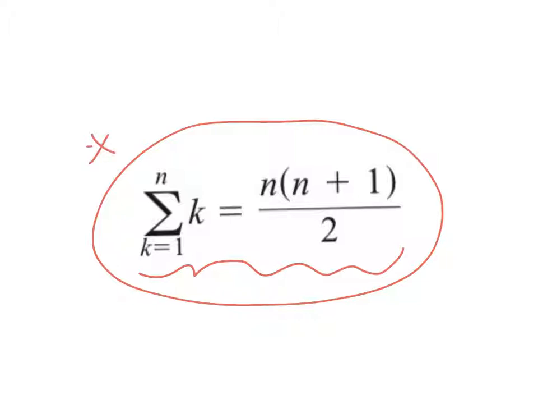So this guy right here, this is a big one. Make sure you have this in your notes, that when you're adding up the first n integers, it's n times n plus 1 over 2. And then I also want to give you the sum of the first n squares, and the sum of the first n cubes, and I'll do that on the next slide.